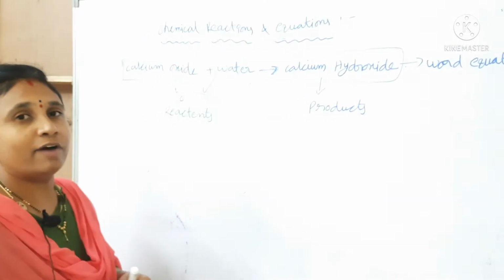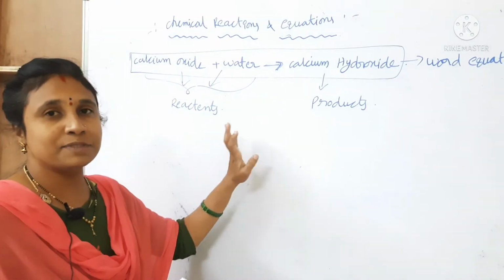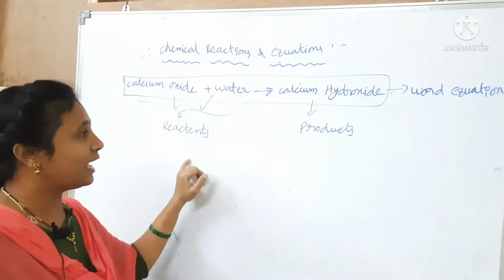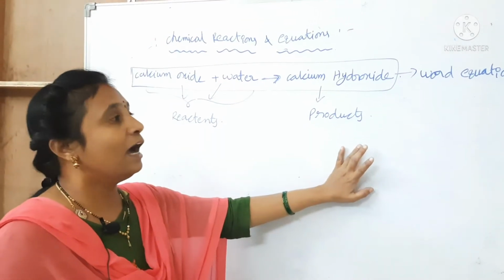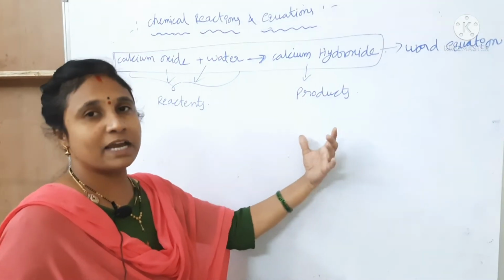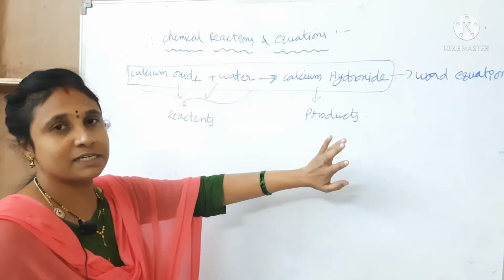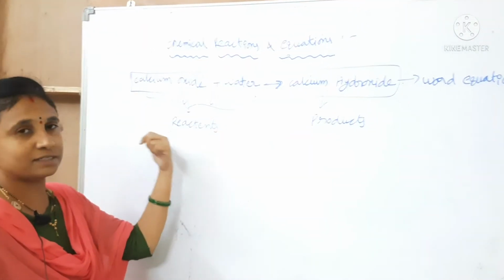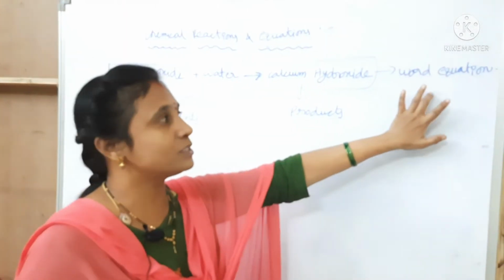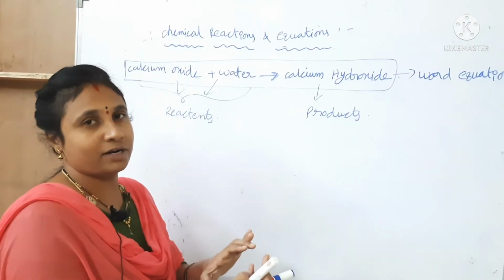Is it understood? What are reactants and what are products? The reactants are the substances which participate in the chemical reaction. The products are the substances given after the chemical reaction. The head of the arrow mark represents the products, the tail of the arrow mark represents the reactants. This is totally known as the word equation. By using the word equation we can easily understand what the reactants and products are.